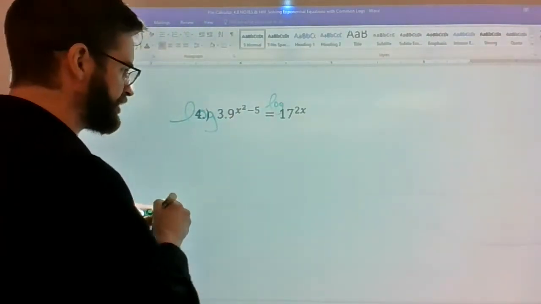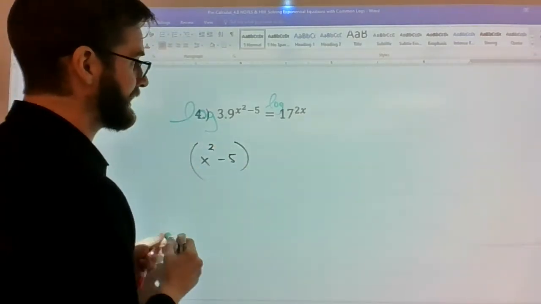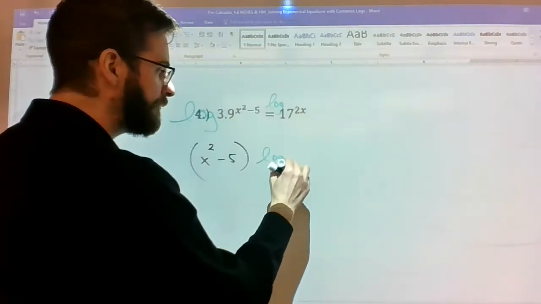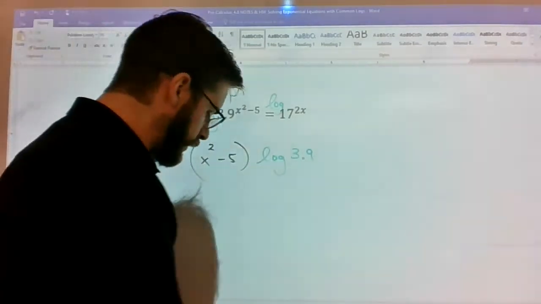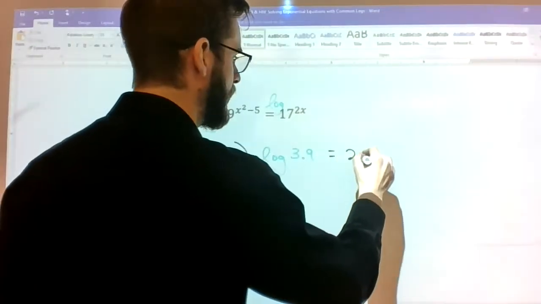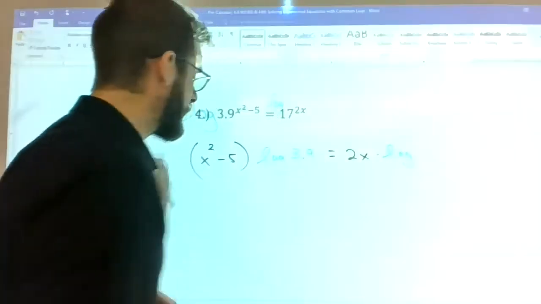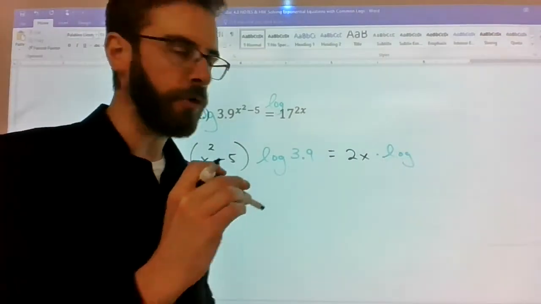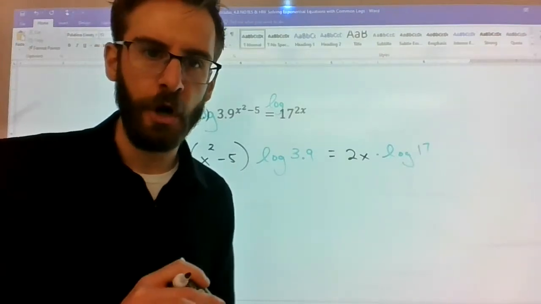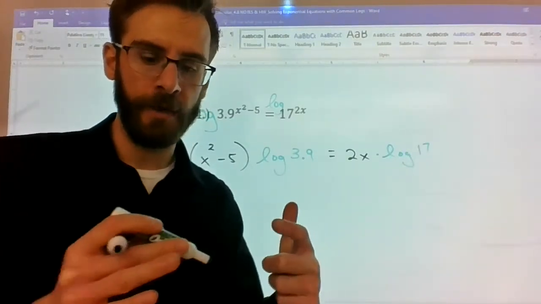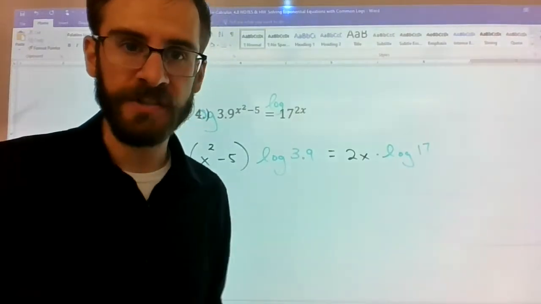So bringing the coefficient down, you get x squared minus 5. That whole thing gets multiplied by log base 10 of 3.9. On the other side of the equation, you get 2x times log of 17 now. Now I got x's on the left and x's on the right, so definitely what I want to do is convert those logs into decimals and then work out, okay, what's the x coefficient as a decimal, what's the x squared coefficient as a decimal, and then what's the constant that remains after that.